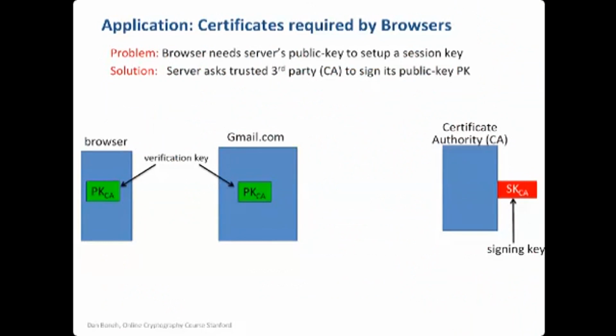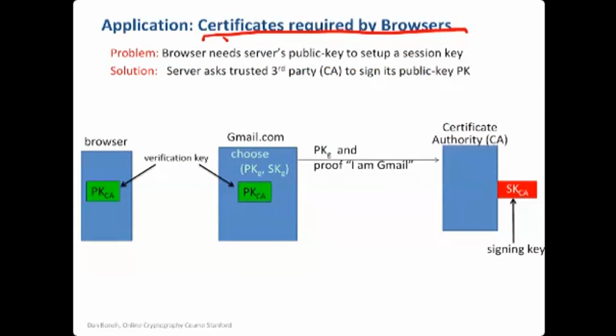Second is, of course, certificates required by the browser. This point we have already discussed. For example, your browser is communicating with gmail.com, and gmail.com has public key PKG. Now, although Google is a great company, your browser doesn't know it's a great company, or doesn't care about it. So all it will say is, please give me a certificate.